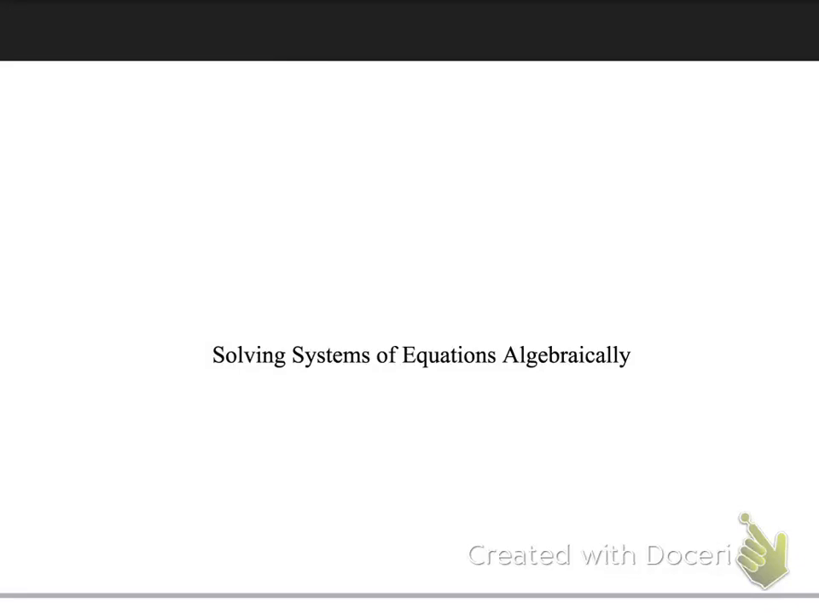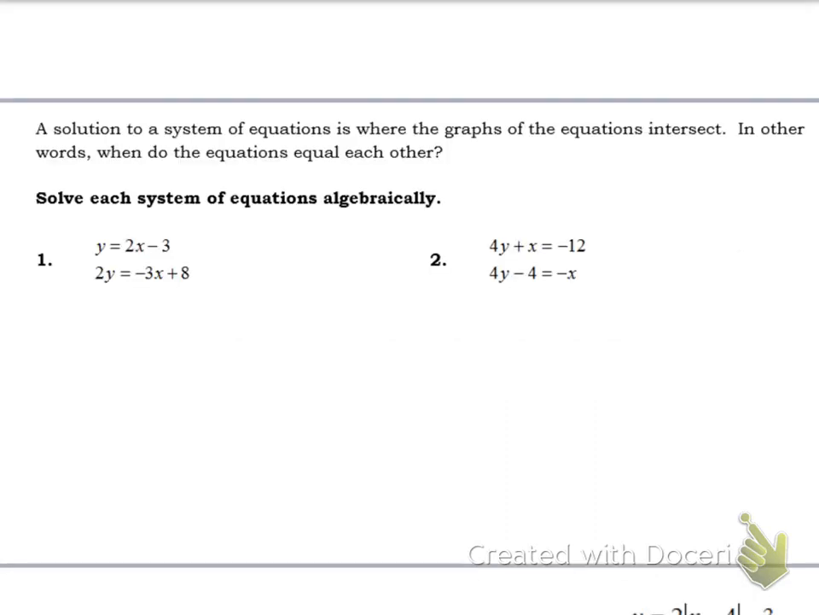Okay, in this video we're going to be solving systems algebraically. Instead of graphing, we're actually just going to be using substitution and elimination to solve them and find their points of intersection. Okay, so solving each equation. When it's just lines like this, we can use substitution and elimination.